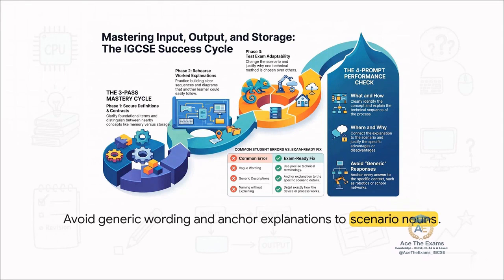Now, what's really fascinating here is looking at common student errors right alongside the exam-ready fixes. Vague wording? That gets you nothing. Naming a process without actually explaining how it works also gets you nothing. Like, if a question asks about robotics in a factory and you give some generic answer about computers in general, you lose the mark. You absolutely must anchor your explanation to the specific details provided in the prompt. We call these your scenario nouns, and they are your best friends.